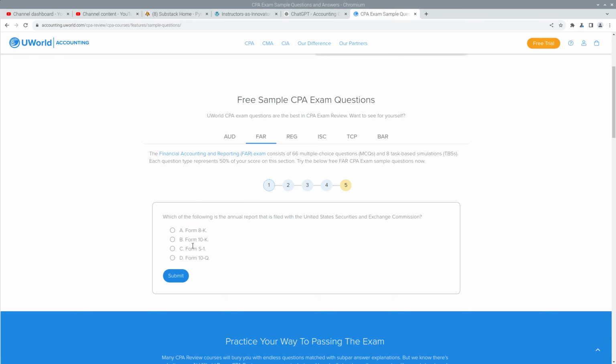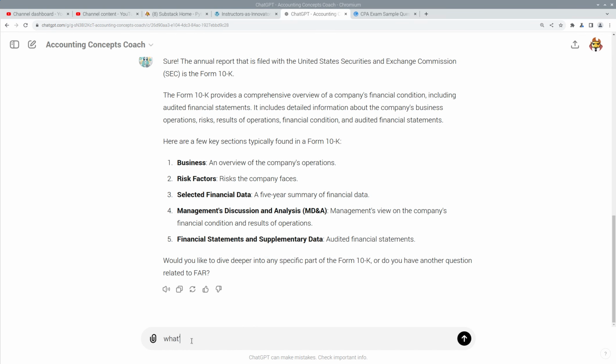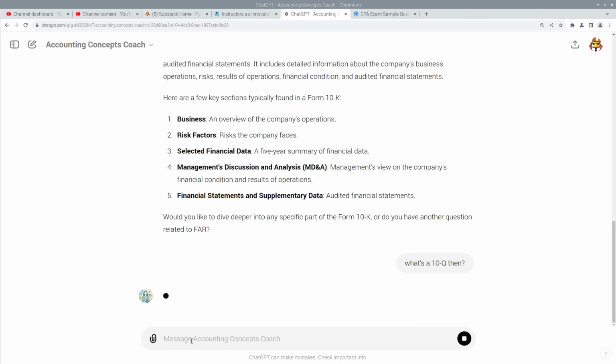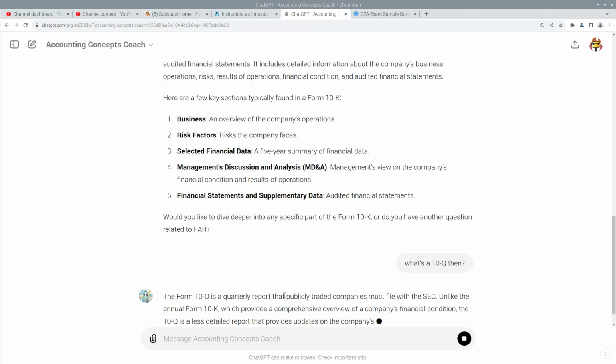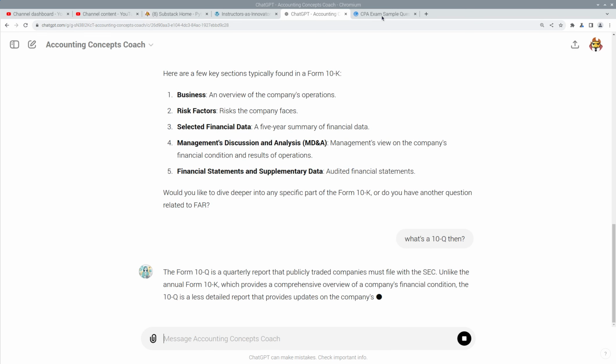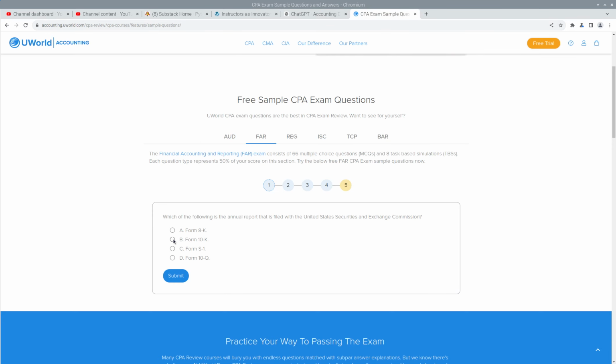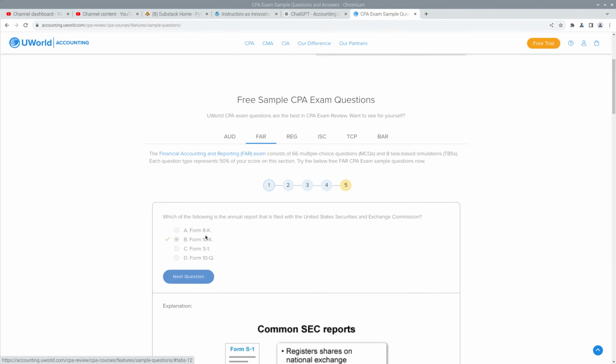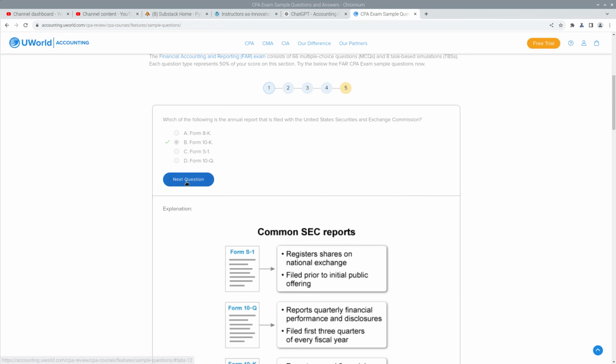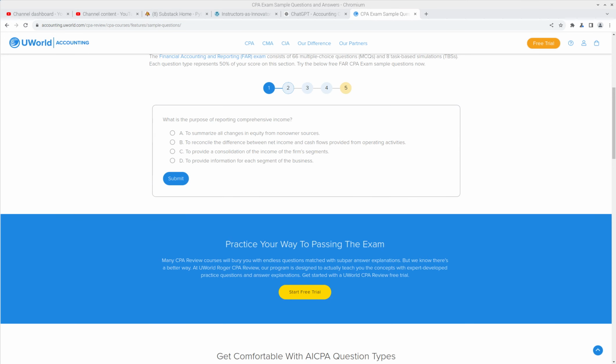Let's say maybe what's the difference between a 10K and a 10Q? What's a 10Q then? And it'll say the 10Q is a quarterly report. Okay, perfect. So this is helpful. Let's go ahead and say, yep, the answer is 10K. Got it. Help me with that concept. That's pretty simple. And let's go on to the next question.